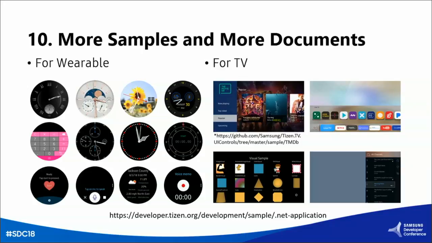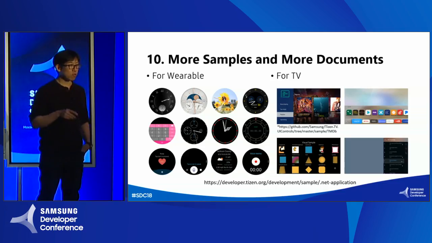The last but not least one is more samples and more documents. Because I have been a leader of the API team, I met a lot of developers, and one of the common VOC is: give me more samples, give me more documents. So these are the samples we already uploaded to GitHub. You see the address below. We added around 35 to 48 wearable apps, and there are also TV apps you can download and run on emulators.